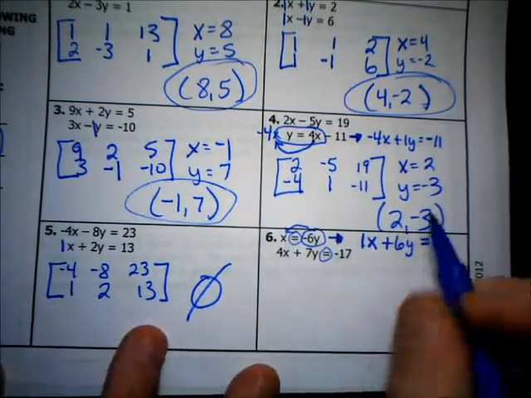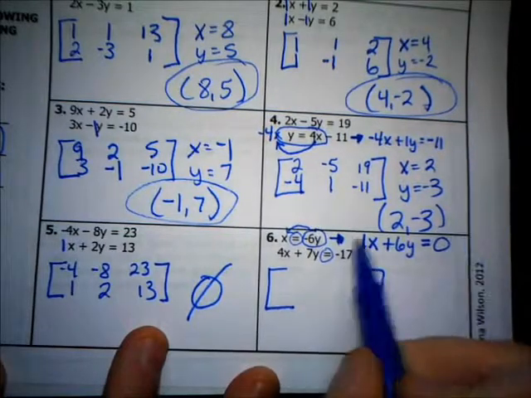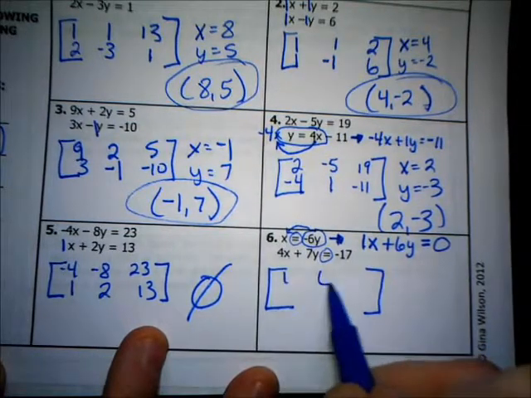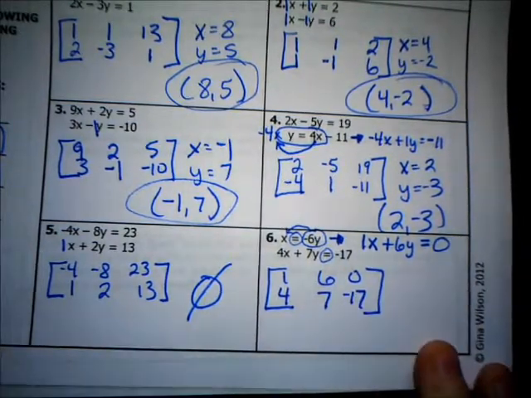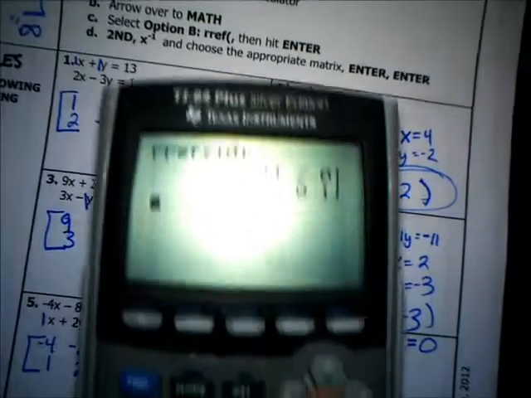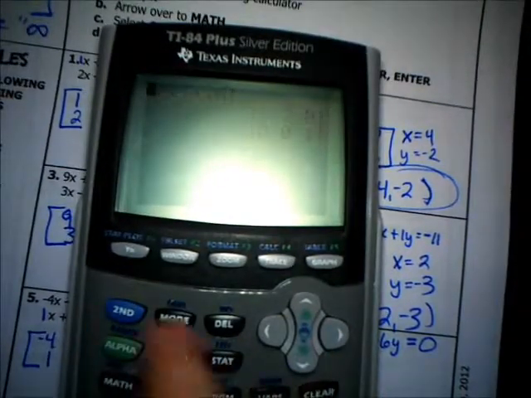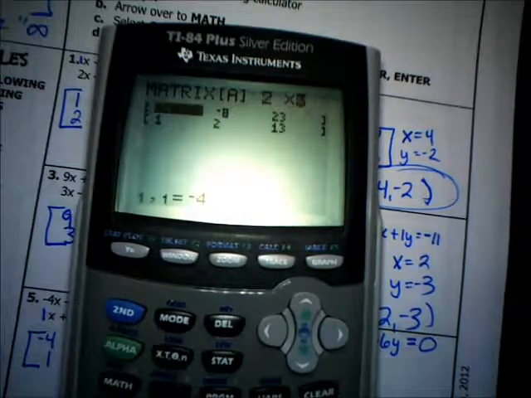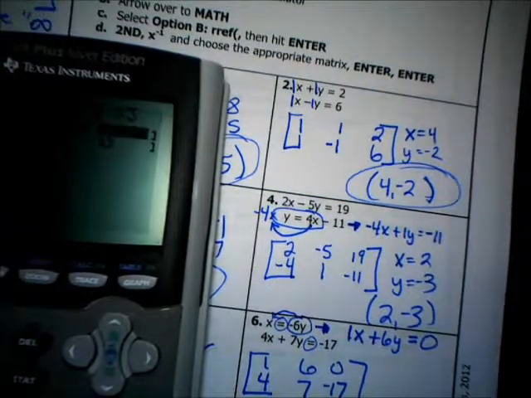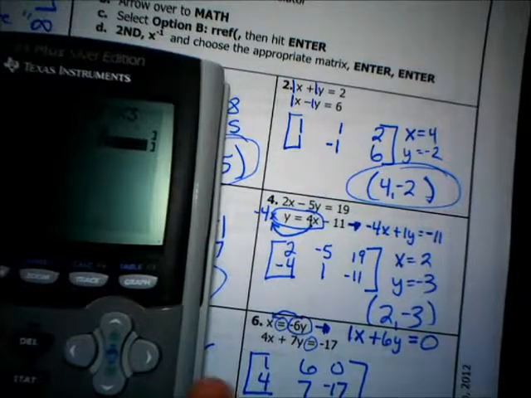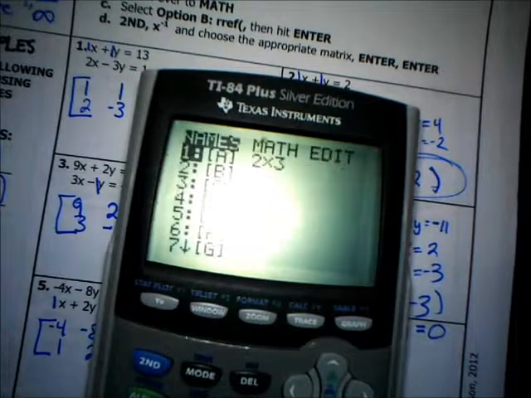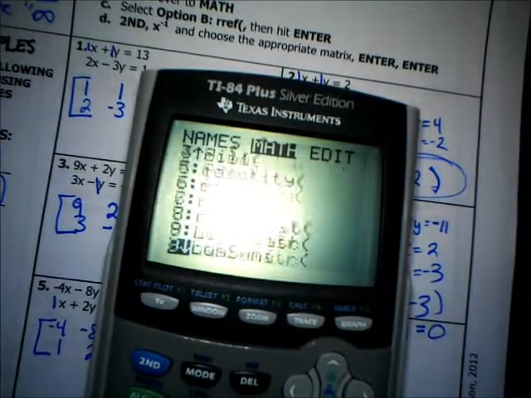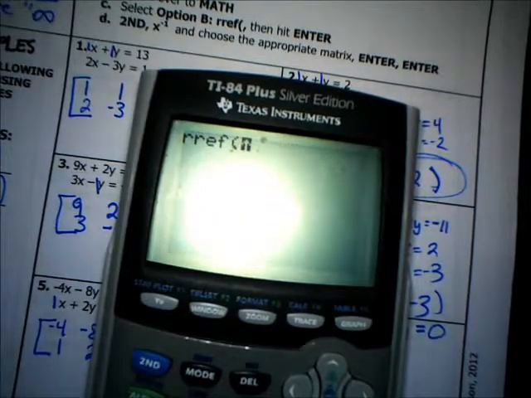The bottom one is okay, so I'm ready to do my matrix now. The first line will be a 1, 6, and a 0. The second line will be 4, 7, and a negative 17. Let me go back, clear that out. Go back into your matrix, and now enter your new equations. Okay, so I have those back in. Remember to hit second mode, go into second inverse, over to math, and go down to the B option, and then second inverse and enter.